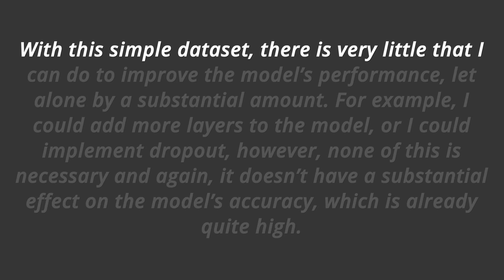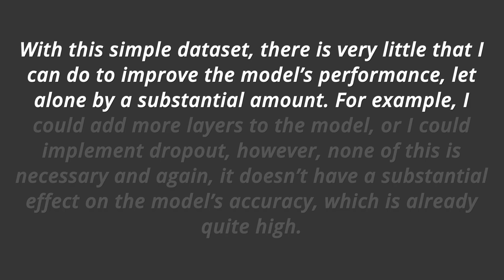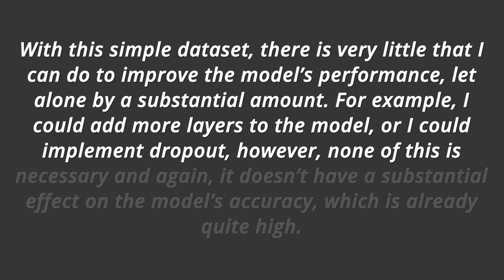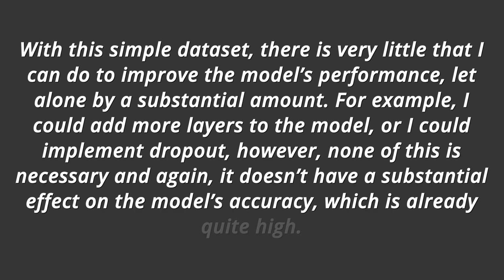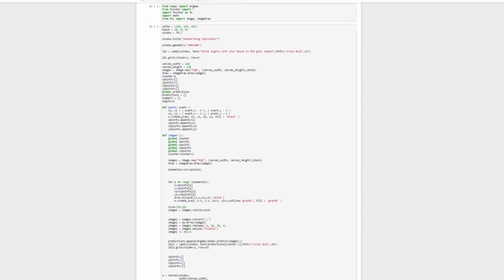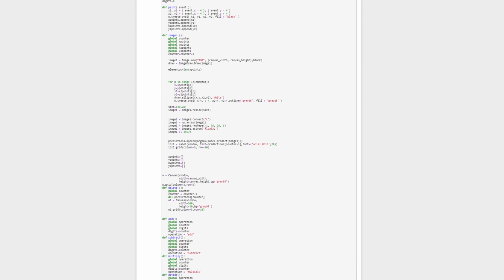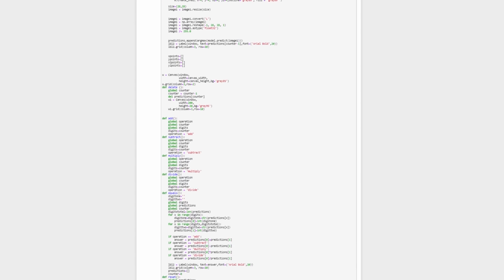With this simple dataset, there is very little that I can do to improve the model's performance, let alone by a substantial amount. For example, I could add more layers to the model, or I could implement dropout. However, none of this is necessary, and again, it doesn't have a substantial effect on the model's accuracy, which is already quite high. The next section of the code is responsible for the GUI, or graphical user interface, that you saw at the start of this video, and for the operations performed between the numbers.